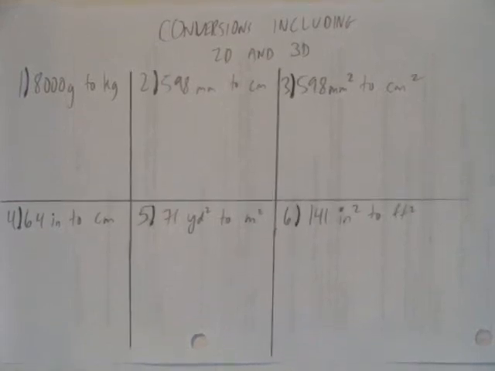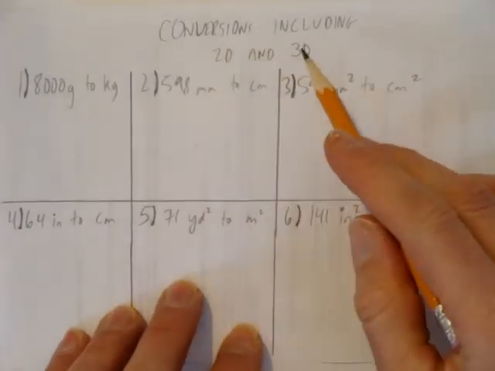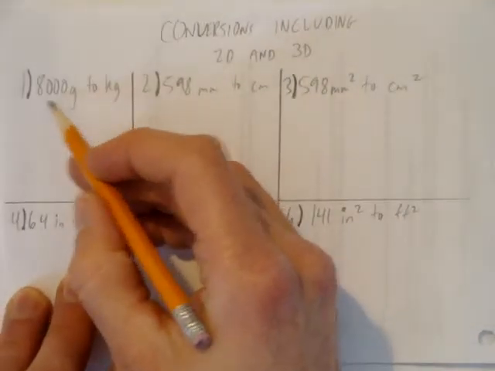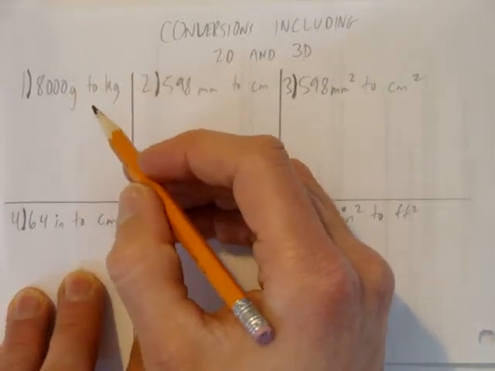This video will go over conversions, including two-dimensional and three-dimensional conversions. Those are conversions involving area or conversions involving volume. But let's start back at the beginning, just a basic conversion. Question 1, 8,000 grams to kilograms.